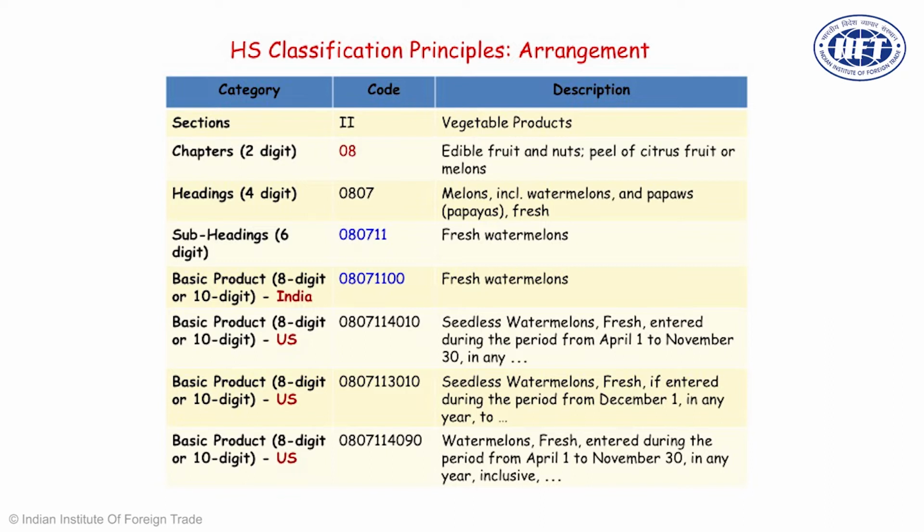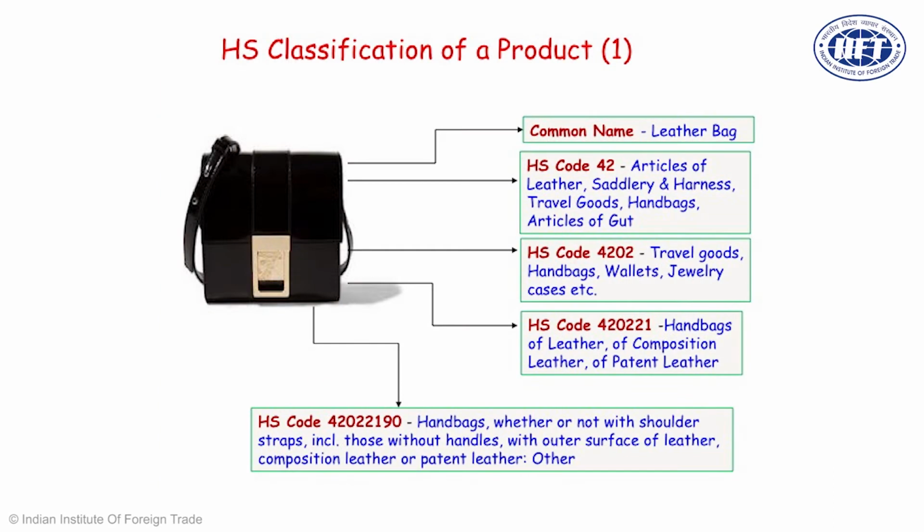So how can we actually use the harmonized system to identify the product of your interest? One example might come in terms of leather bags. You first look at the leather bag that you are exporting in terms of leather goods. We'll find the leather goods come under HS 42, which includes all forms of leather products. Then you come to the travel goods or handbags, which come under 4202.